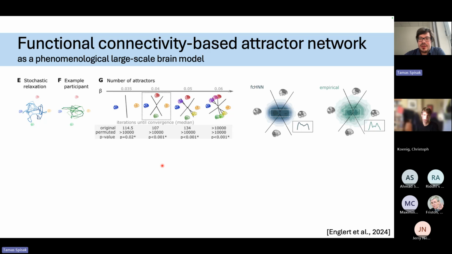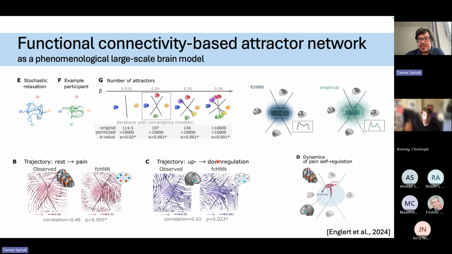And also importantly, using this attractor network as a phenomenological computational model can reconstruct key characteristics of resting state brain dynamics. And it can also predict how this system reacts to different perturbations like tasks as compared to the resting state, or what we have, for example, investigated is pain and pain modulation, and how the network can capture the changes in dynamics.